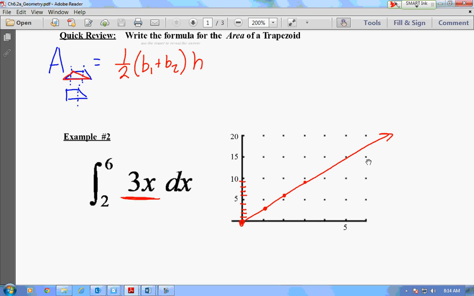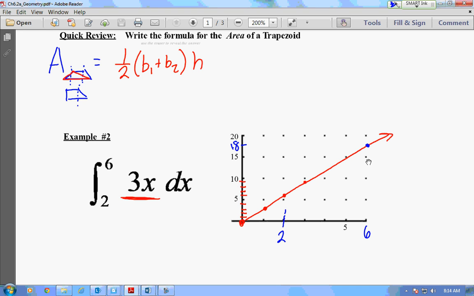But we're only integrating on the interval 2 to 6. If I plugged in 6, what would my height be? So I can find this exact point. If I plug in 6, it'd be 18.